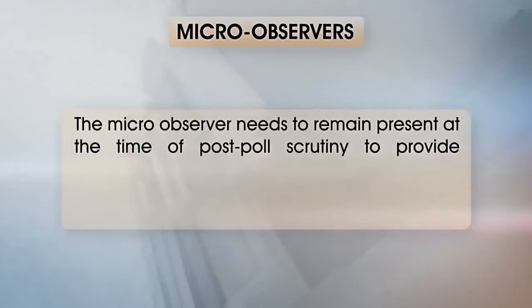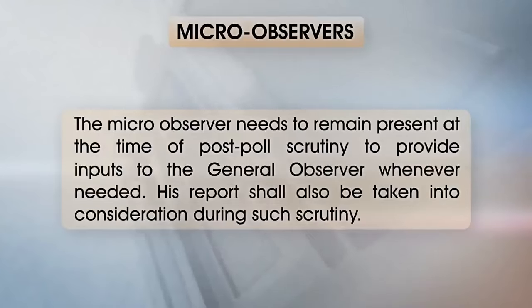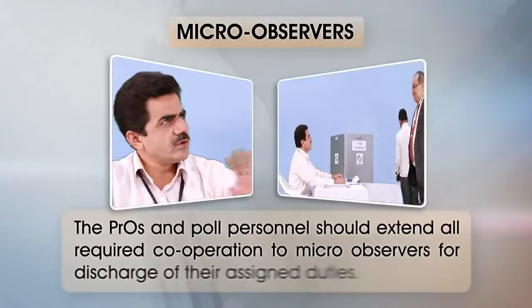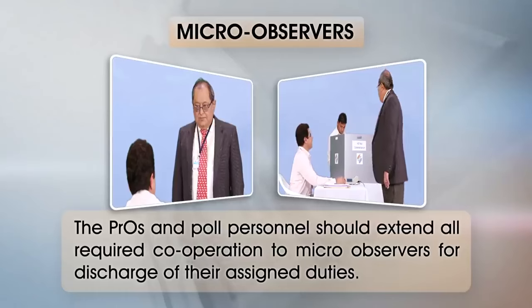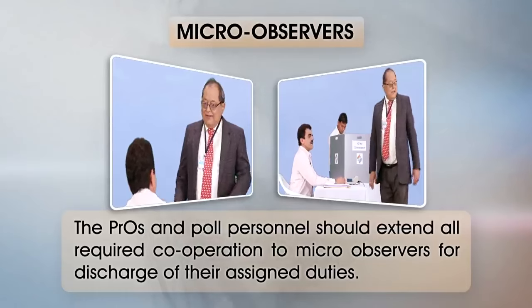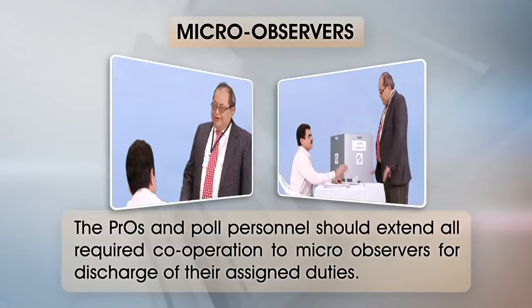The micro-observer needs to remain present at the time of post-poll scrutiny to provide inputs to the general observer whenever needed. His report should also be taken into consideration during such scrutiny. The PROs and poll personnel should extend all required cooperation to micro-observers for discharge of their assigned duties.